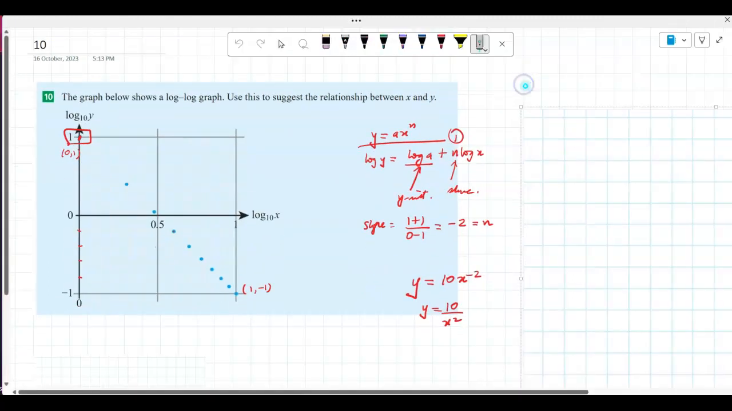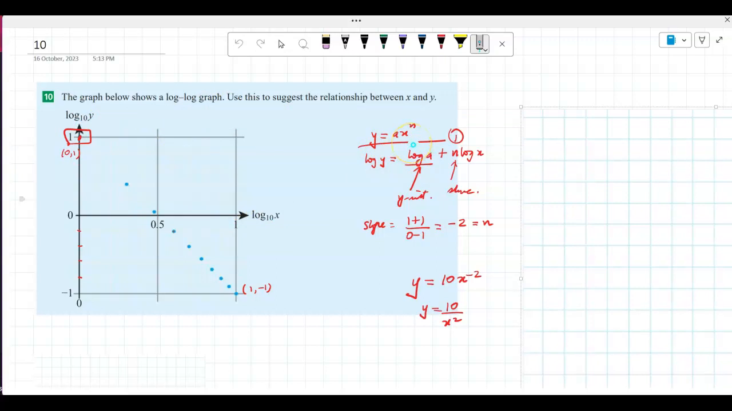Now 10th one, same way. It's a log graph. If it's a log graph, it's a power function. Take logs on both the sides. Log y is equal to log a plus n log x. So this is your y-intercept. So you see what's your y-intercept. This is your y-intercept. Correct? This is slope. So slope you find out. Use that to find your n and your y-intercept, and you'll get your answer.